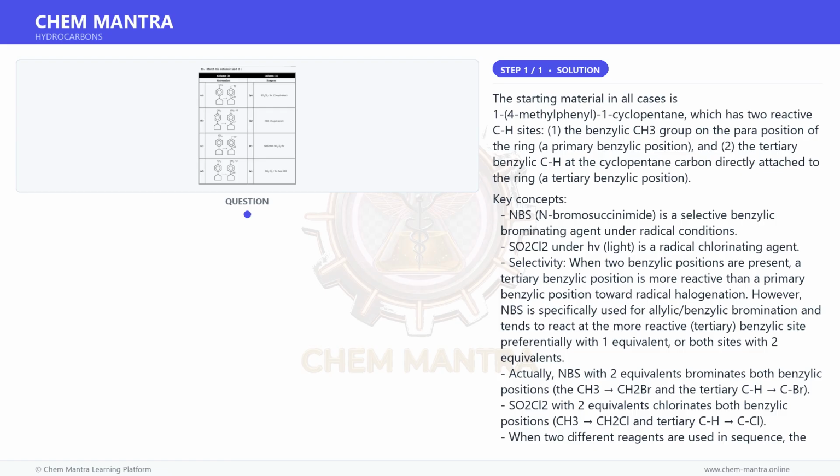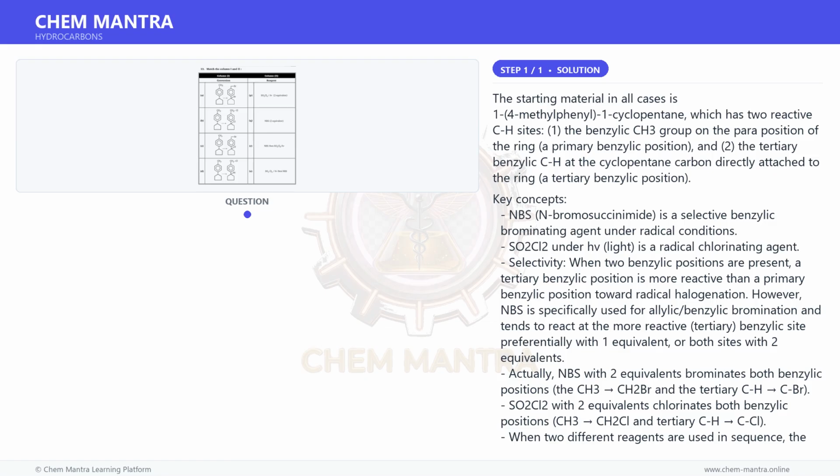Using NBS, 2 equivalent, for B, would give dibromide, not dichloride. Using Cl2, 2 equivalent, for A, would give dichloride, not dibromide. The sequential reagents differ in order. R: NBS then Cl2, hv gives Br at tertiary plus Cl at primary, equal to product D. S: Cl2, hv then NBS gives Cl at tertiary plus Br at primary, equal to product C. Therefore, the correct answer is A.